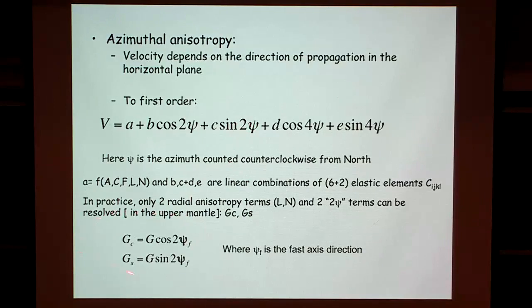So from that, you can define an amplitude, G, and a direction, psi f, which is the direction of the fast axis. And the other 4 terms are usually scaled to these terms. They are scaled using some kind of assumptions on the mineral compositions, or there's been some experiments to measure these dependencies, and they may or may not be correct.